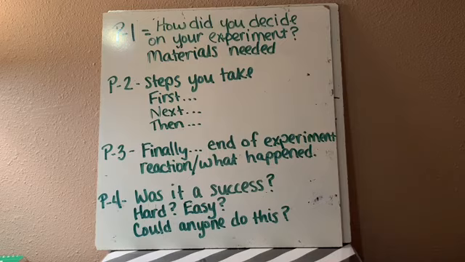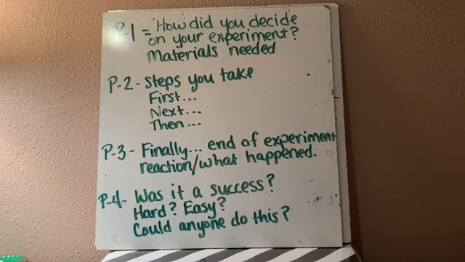Paragraph 1, start with, how did you decide on your experiment? What are the materials that you need to get started, okay? Did you find your experiment on Pinterest? Did you look through a bunch of websites to decide on one? What are the materials that you needed? Were they all things that you had at home? Did you have to order something? Did you have to go out and get anything? Really don't want you to have to do that because we're supposed to be staying at home. But paragraph 1, that's what it's going to be about, okay? So this is kind of your outline.